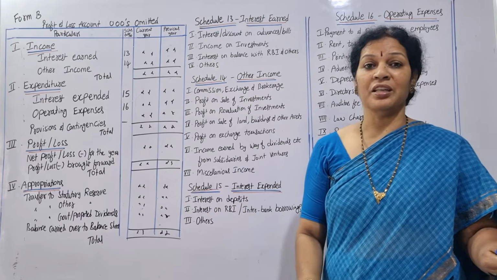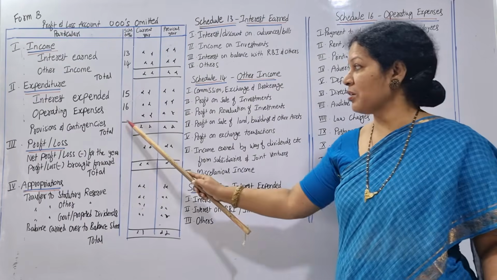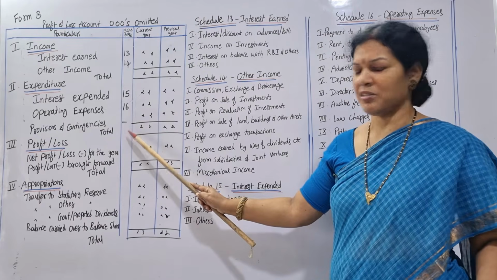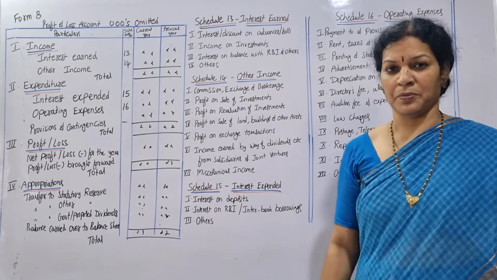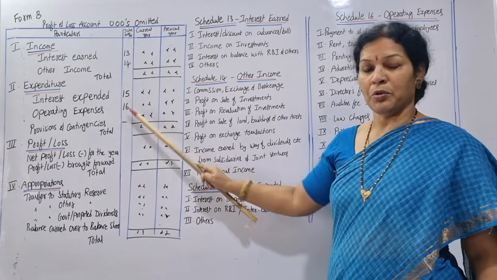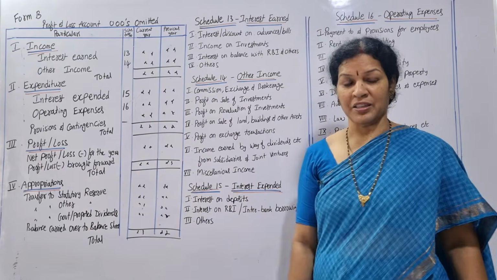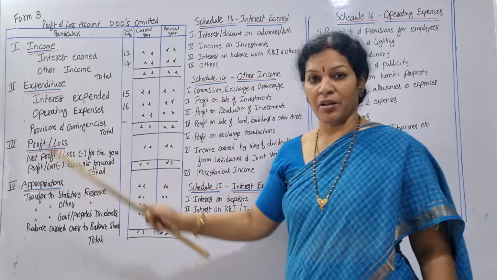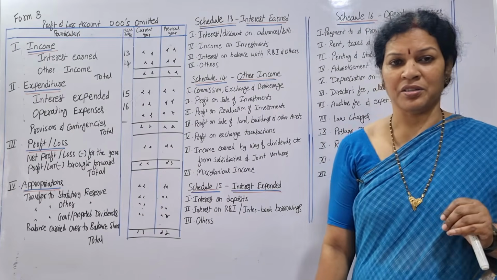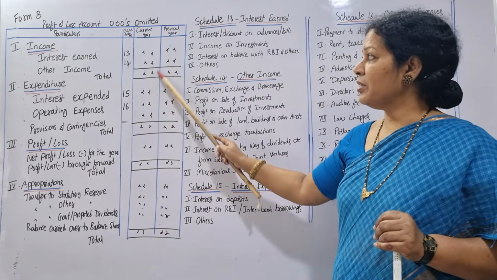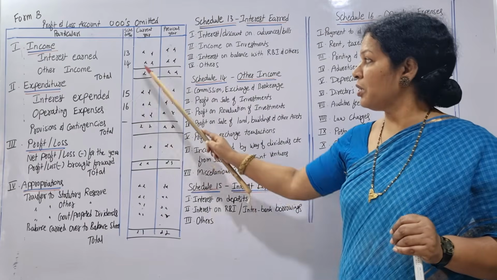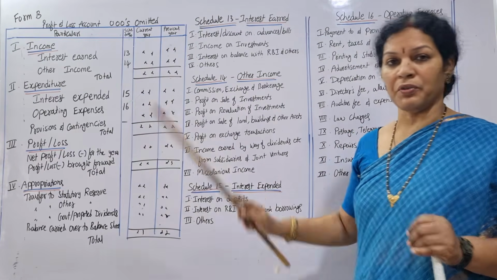Provisions and contingencies do not contain any schedule. Schedule is not there, so I kept it blank. Though schedule is not there, we can write it under the expenditure. So total income, total expenditure. Then third part, part 3, comes profit or loss. How do you get profit or loss? Total income minus total expenditure, you get the profit or loss.